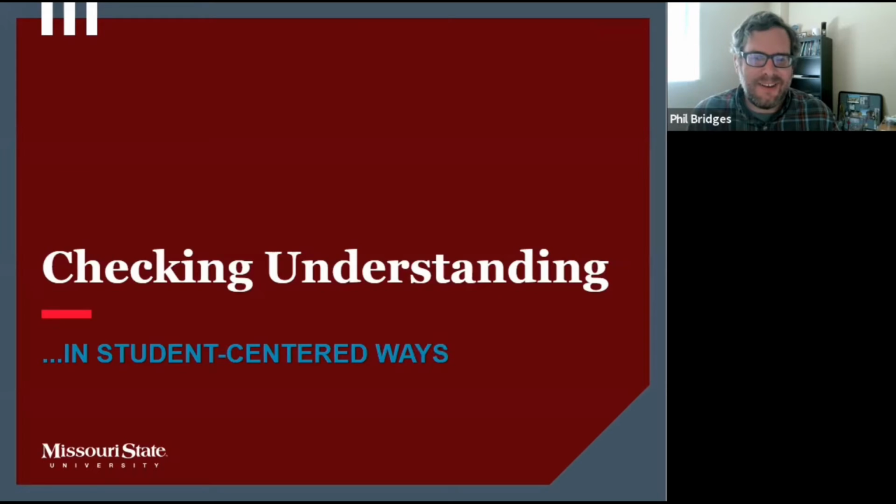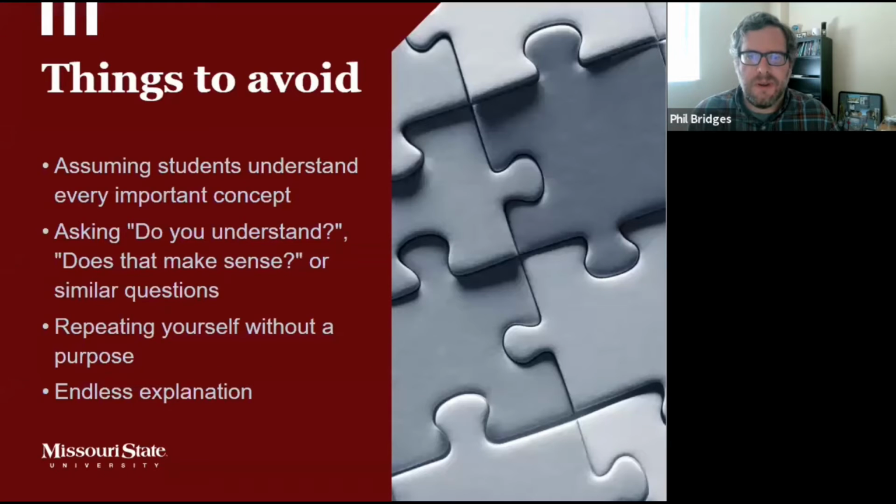Now I'd like to talk about some ways to check if our students understand what we're teaching, but in more student-centered ways. So first, I want to point out some things to avoid that we teachers can do that can really make things teacher-centered or can create situations where we don't really know if our students understand or not. So the first thing to watch out for is don't assume that our students understand something.